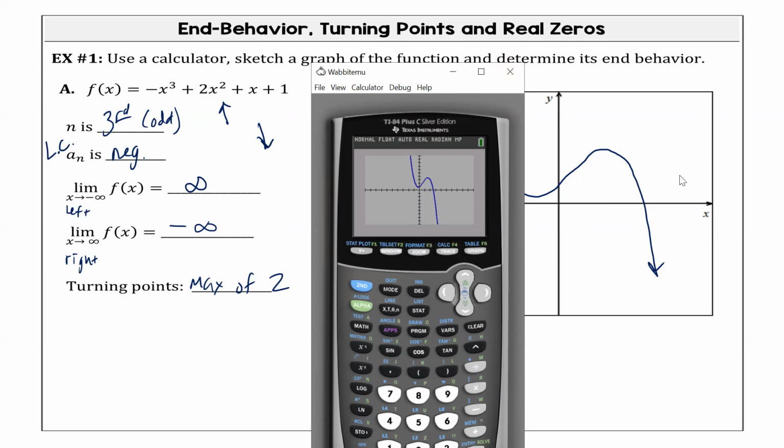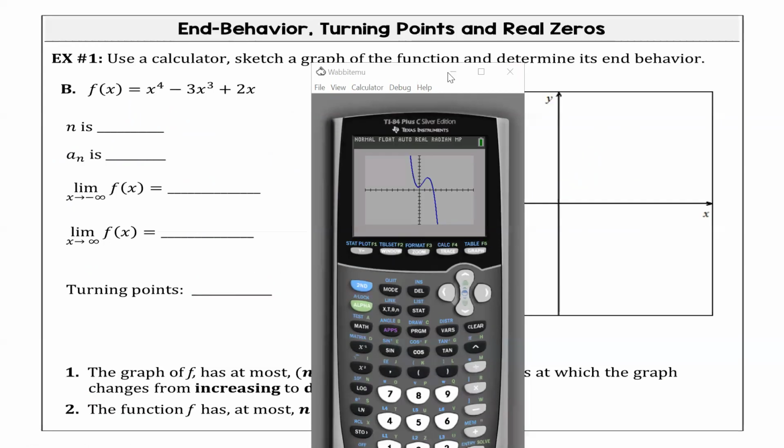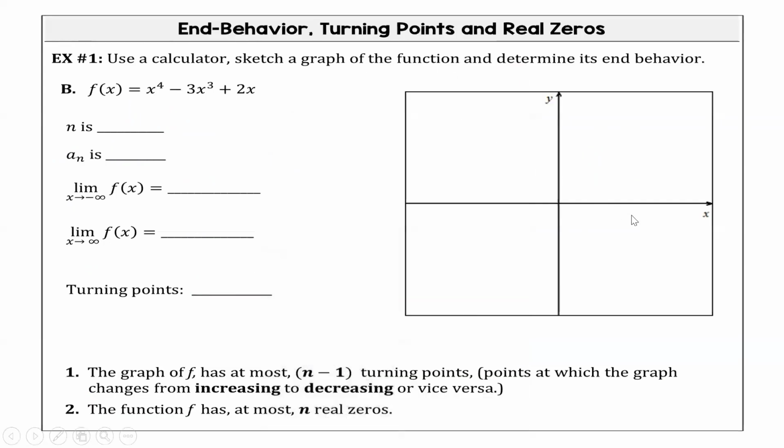All right. Okay. So you're going to do example number 2. Go quickly. You have x to the 4th minus 3x cubed plus 2x. Do as much, well, you should be able to analyze it without a calculator.